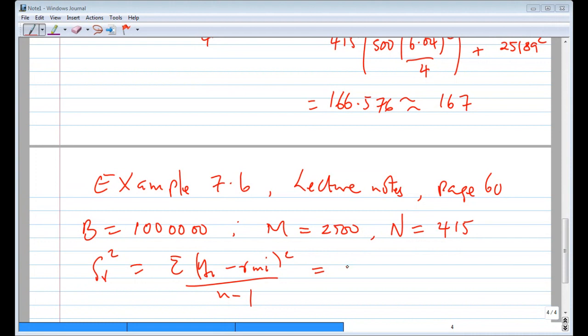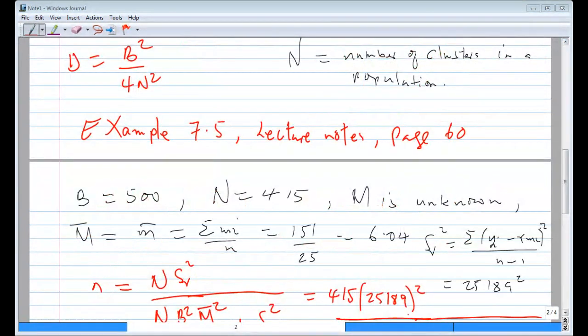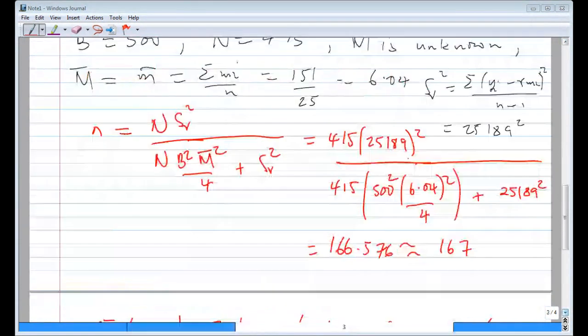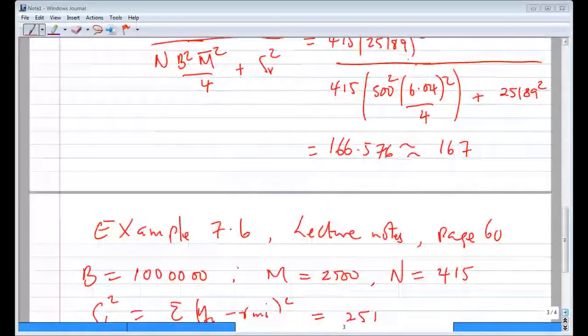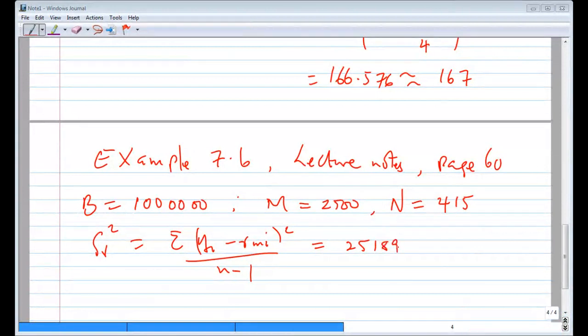It's the same thing, isn't it? 25189. Still the same thing. 9. Then you square it. Okay. Another given information is what? I think that's it.